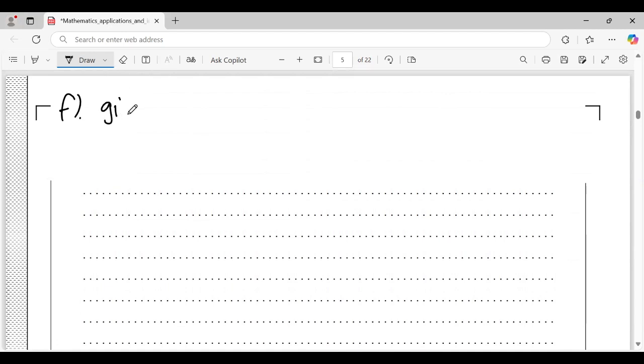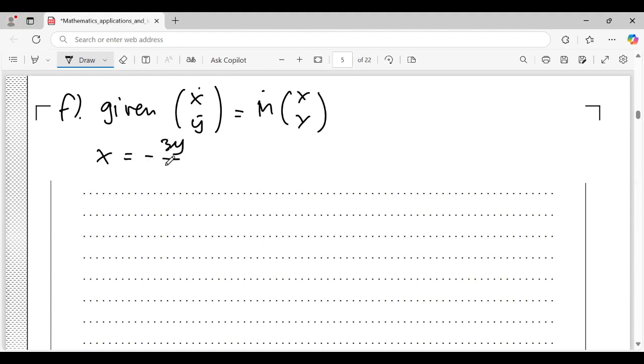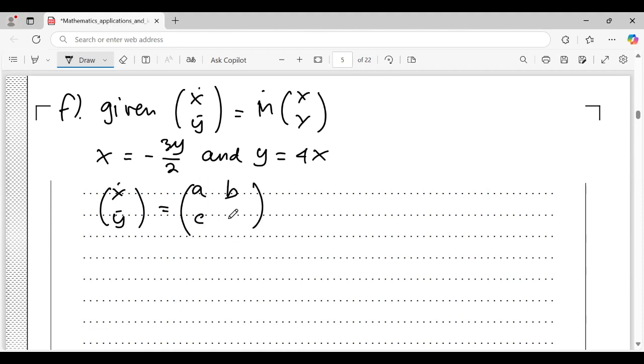Given the vector equals M times (x, y), and according to the information that dx/dt equals minus 3y/2 and dy/dt equals 4x, this information we get from the previous solutions, part E. So back into this equation, the vector equals M times (x, y), where M is a, b, c, d.